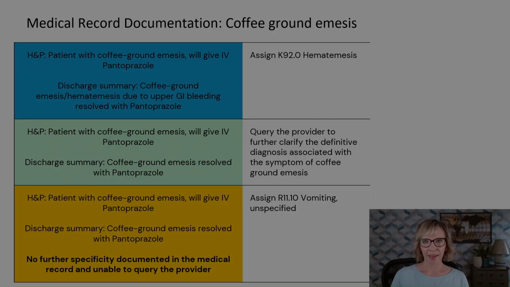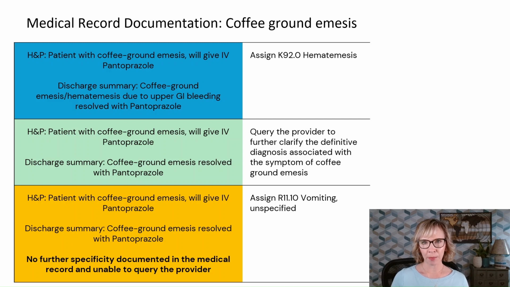In this case, the provider has further specified the coffee ground emesis to be hematemesis, so the code for hematemesis should be assigned. In the second example, according to the H&P, the patient has coffee ground emesis, so treatment was started with IV pantoprazole. The discharge diagnosis is coffee ground emesis resolved with pantoprazole. So in this case, GI bleeding was not definitively documented, but coffee ground emesis is a symptom commonly associated with GI bleeding, and the patient was treated with a medication that can treat GI bleeding. So a query is warranted to further clarify the definitive diagnosis associated with the symptom of coffee ground emesis.